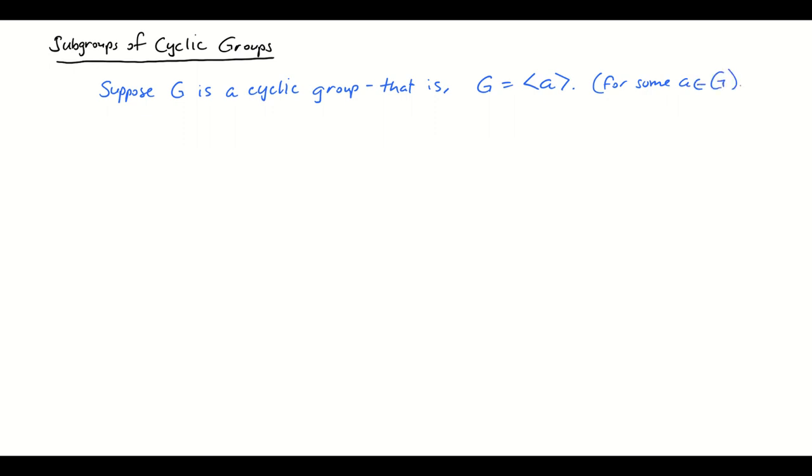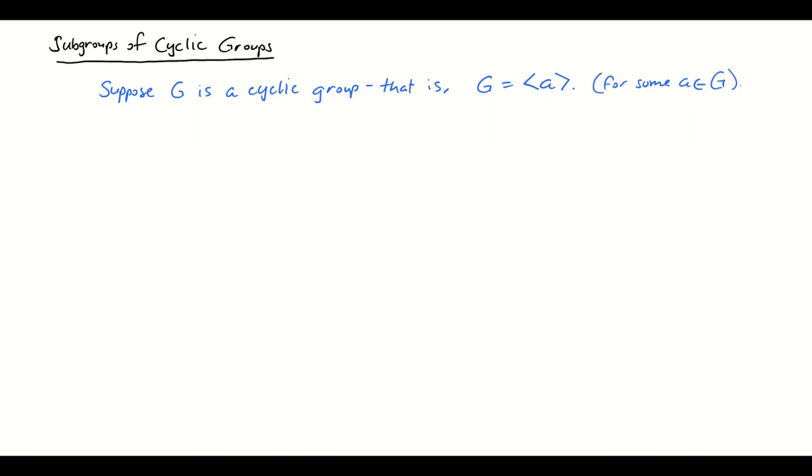In this video, we're going to prove a big theorem about subgroups of cyclic groups. So let's suppose that G is a group, and in fact, let's suppose it's a cyclic group. And of course, as always, a cyclic group means that G can be generated by some single element of the group. So that's for some a in G. Okay, so G is the cyclic group generated by a, for some a an element of the group.